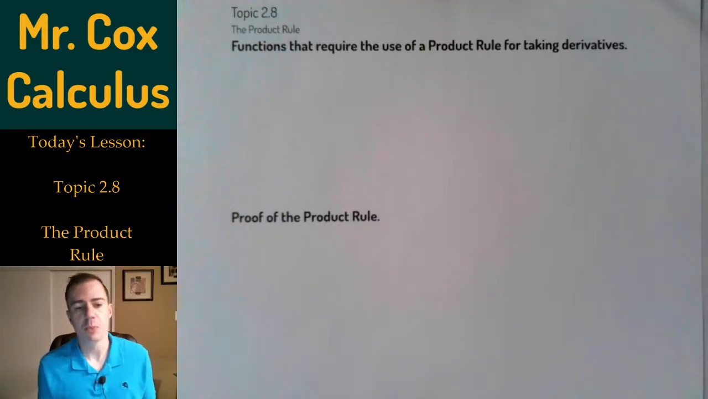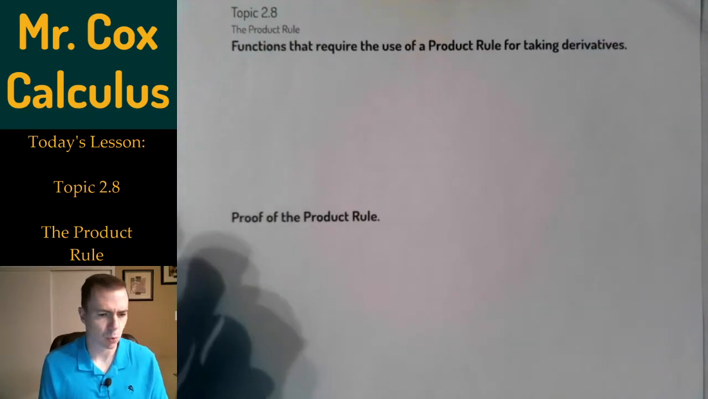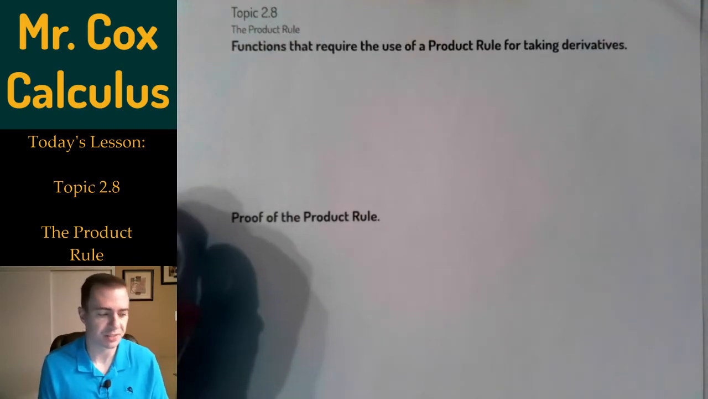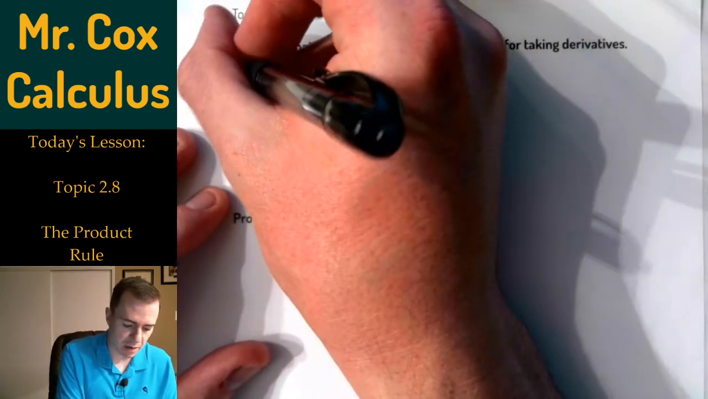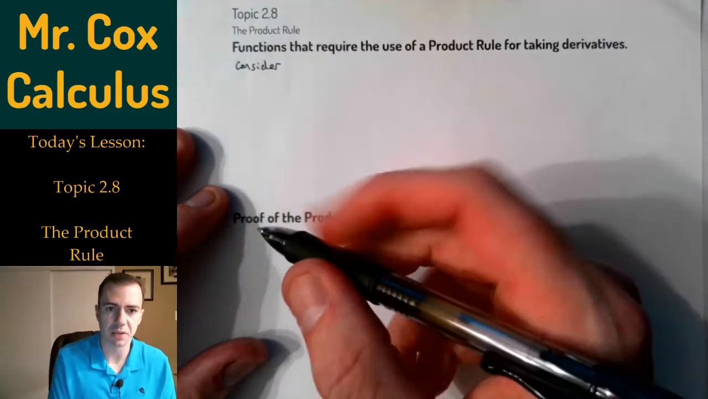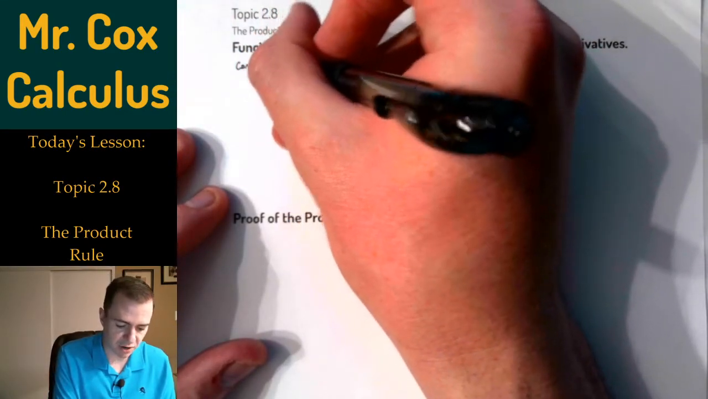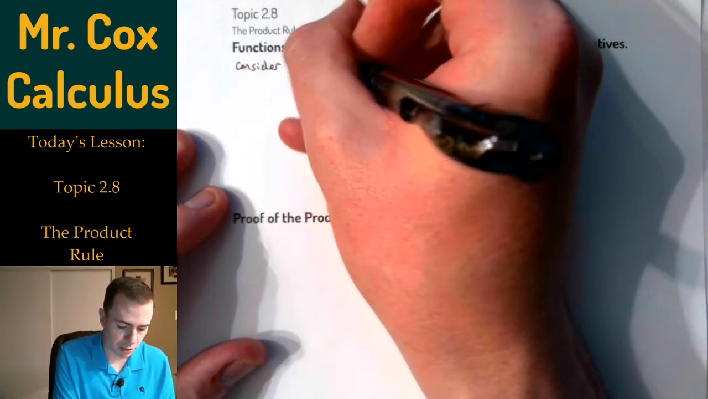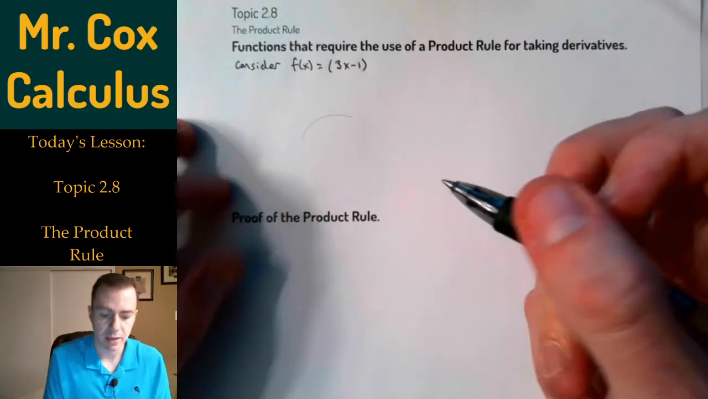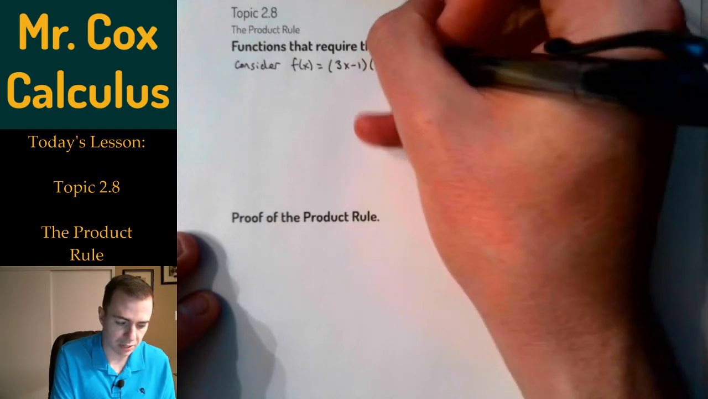So in topic 2.8, what we want to address are functions that are expressed as a product. And we've already looked at this just a little bit, back when we learned some of our basic derivative rules, like the power rule, sums and differences, constant multiples, things like that. Let's consider the function f of x equals 3x minus 1 times 4x plus 2.